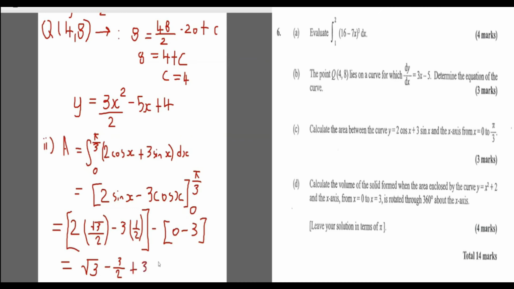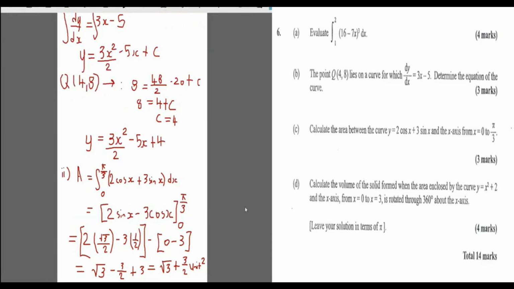So in reality, the final answer works out to be root 3, plus minus 3 over 2 plus 3 is really just 3 over 2. All right, and so the final answer works out to be root 3 plus 3 over 2. And don't just stop there, guys, please. Remember, area is unit square. So put on your unit square. That's area. That takes care of this question.